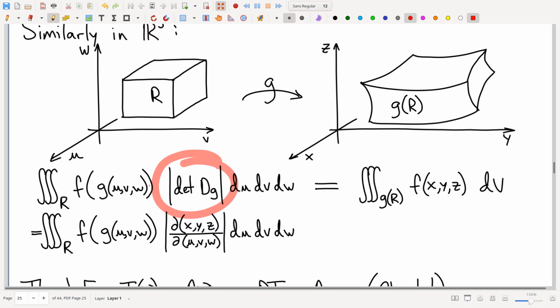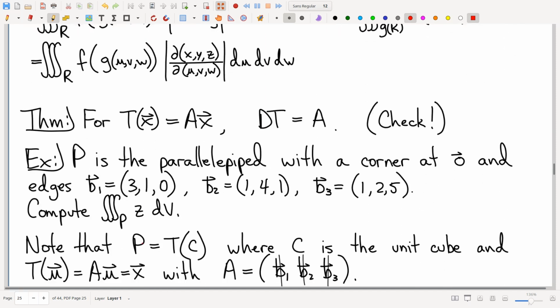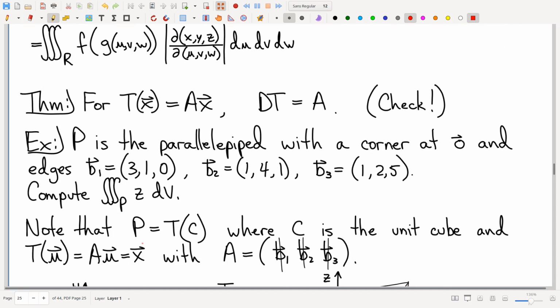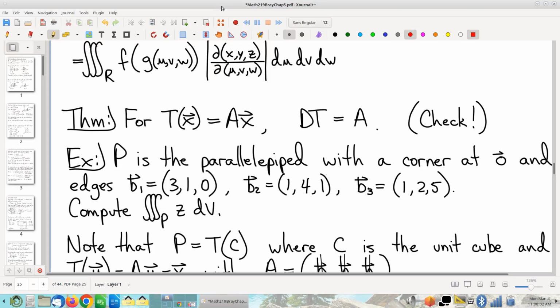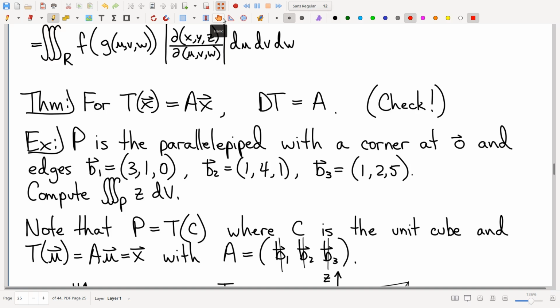Have fun. Okay, so I have an example here, which we are not going to finish. Let's see how we're doing on time specifically. All right, well, we can do just a little bit more.